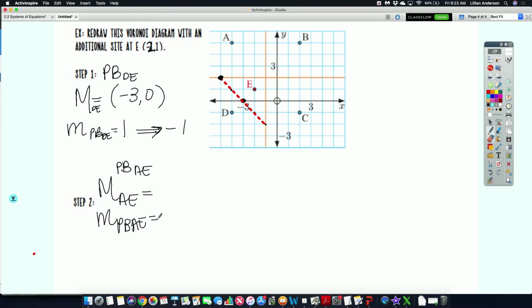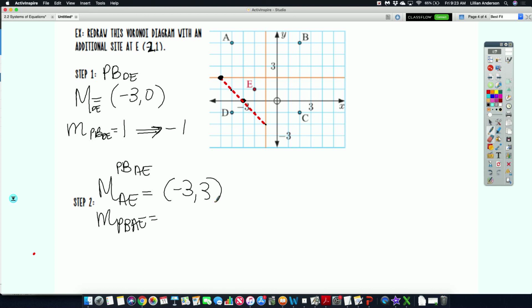Are you guys catching on? Midpoints and perpendicular bisectors and gradients. Identify what's the closest site to the new site you're trying to add in. And I'm going to go ahead and tell you that the midpoint between A and E is negative 3, 3, because I am running short of time, but of course you can always do the formula.